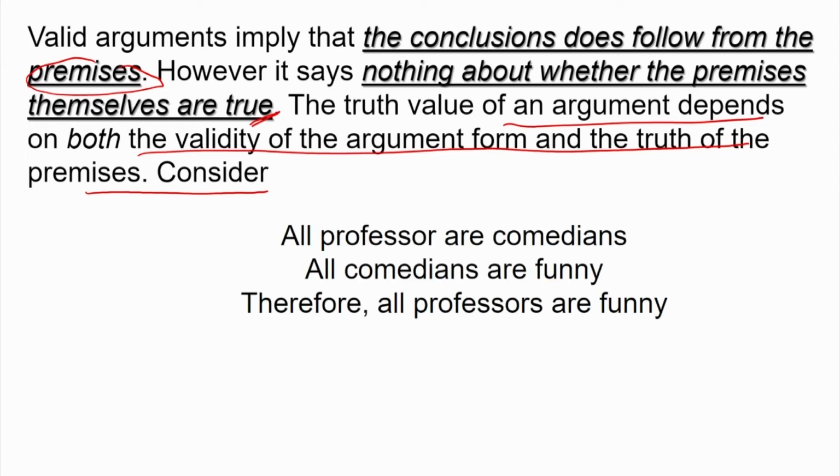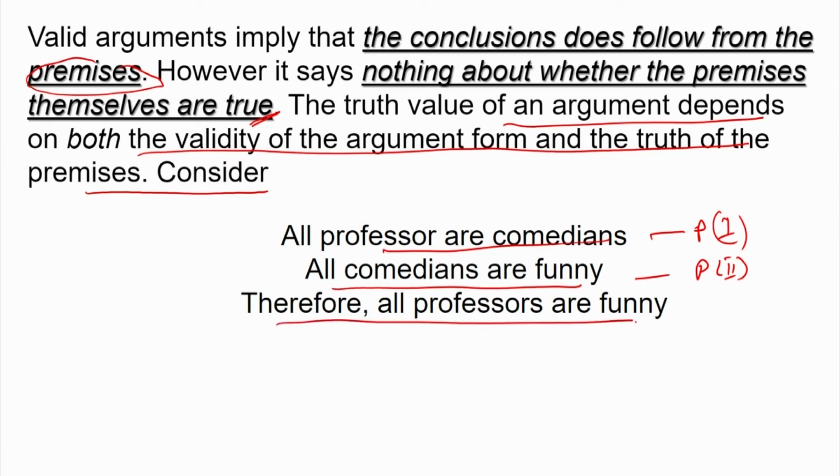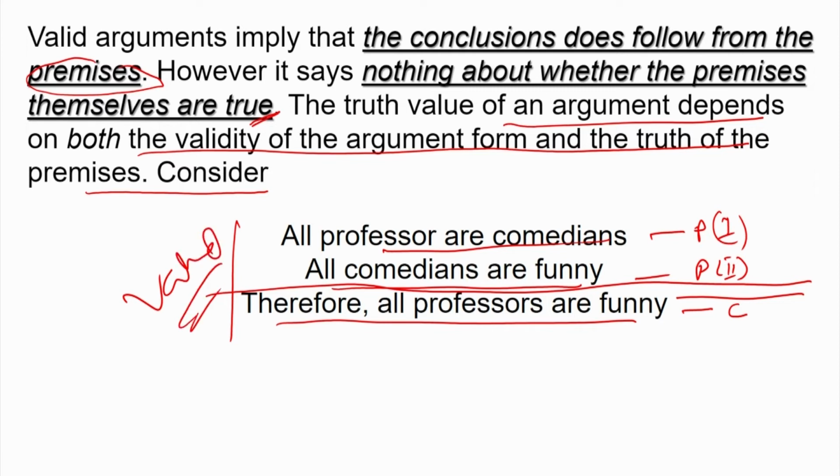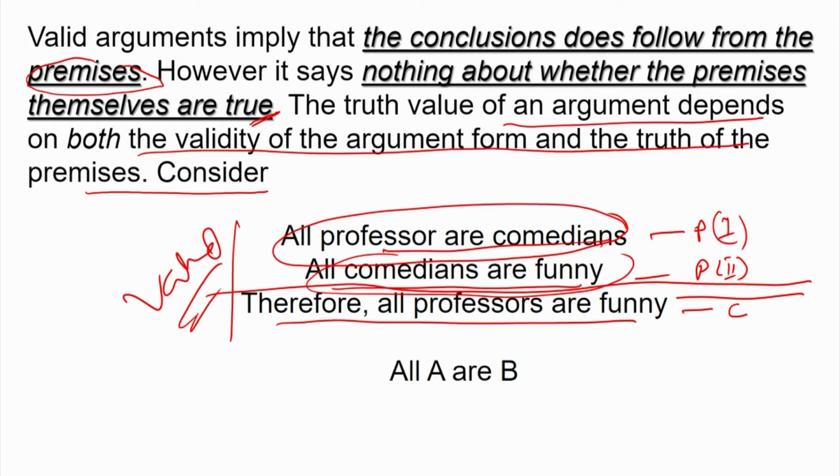For example, look at this: all professors are comedians, all comedians are funny. I have premise 1 here, and premise 2 here. Premise 1 says that all professors are comedians, and similarly all comedians are funny is premise number 2. Therefore, I make the conclusion which comes out of it. What is the conclusion? That all professors are funny. Now, looking at it, this is valid reasoning, but in terms of truth conditions, most professors are not comedians, nor is it a fact that all comedians are funny, and so in terms of truth conditions it will fail, but in terms of validity this statement will pass.